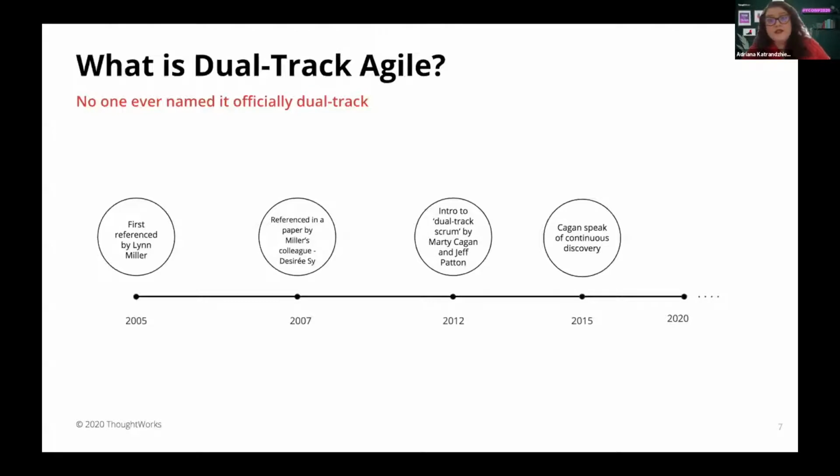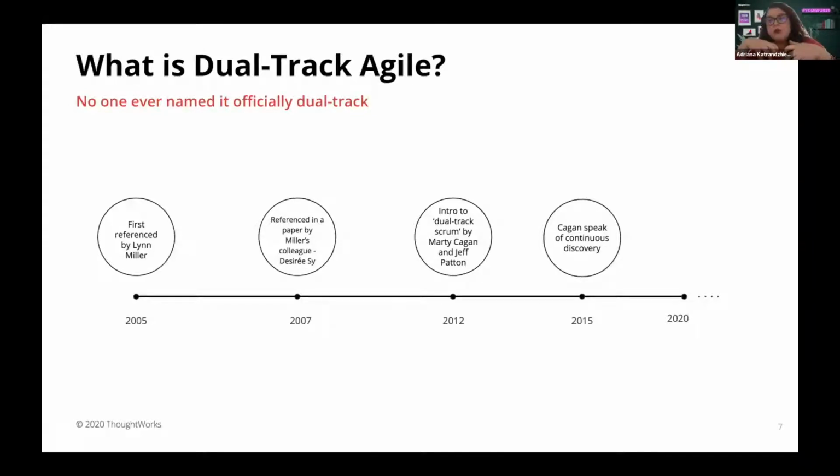A few years later, a colleague of theirs referenced a similar concept. And then fast forward to 2012, when Marty Cagan and Jeff Patton talk about Dual-Track Scrum, where there are two tracks, one for discovery and one for development, where the outputs of the discovery one feed into the development one, but those run in parallel as well.